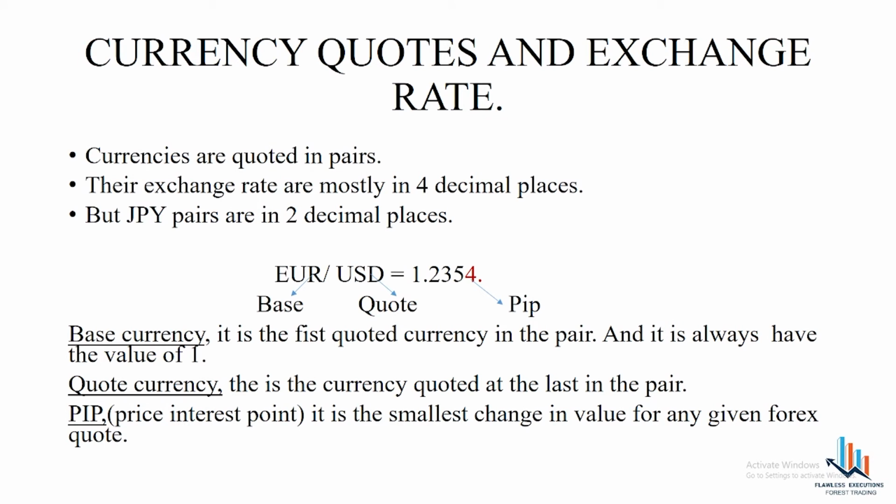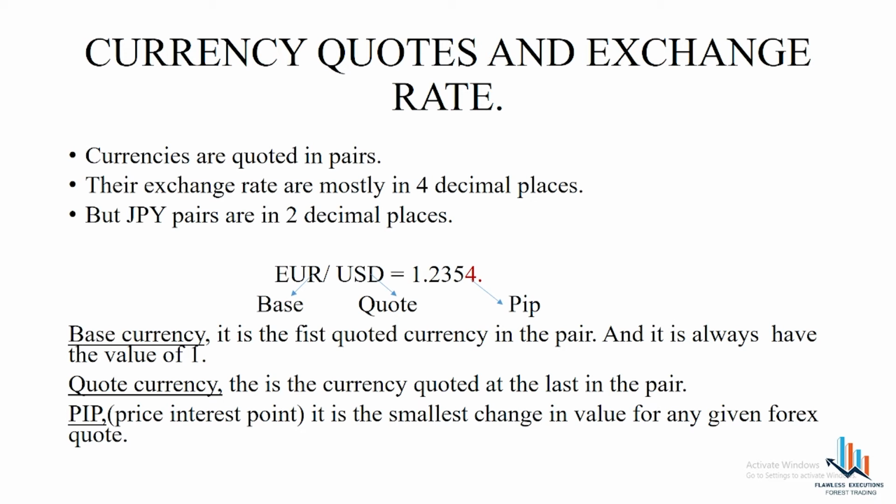So as we know already, forex currencies are quoted in pairs, and their exchange rates are normally in four decimal places, except yen pairs. Take note, except yen pairs, which are in two decimal places. Except yen pairs, all other pairs have their exchange rate written in four decimal places. An example is the EUR/USD equals 1.2354.